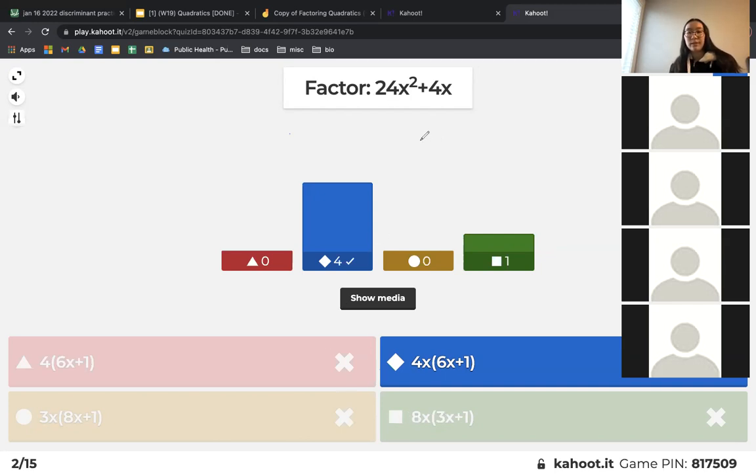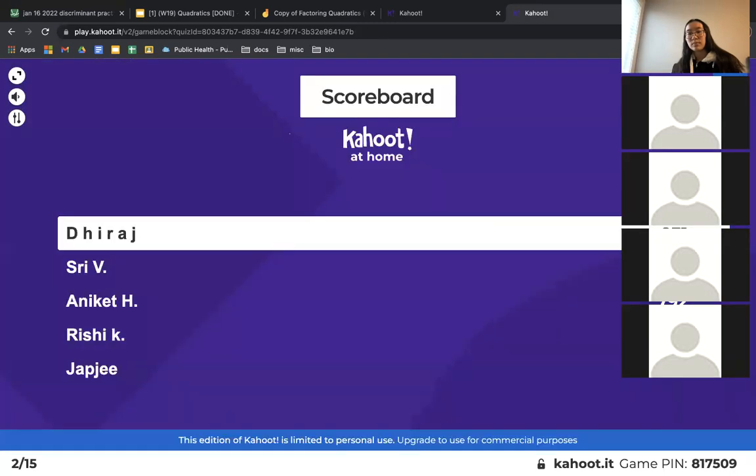So what you had to do here, you recognize that the greatest common factor is 4x, and then you did 24x squared divided by 4x, which is 6x. Then you did 4x divided by 4x, which is 1. And that's the answer. And you can check yourself by multiplying it back in. You'll get 24x squared plus 4x.